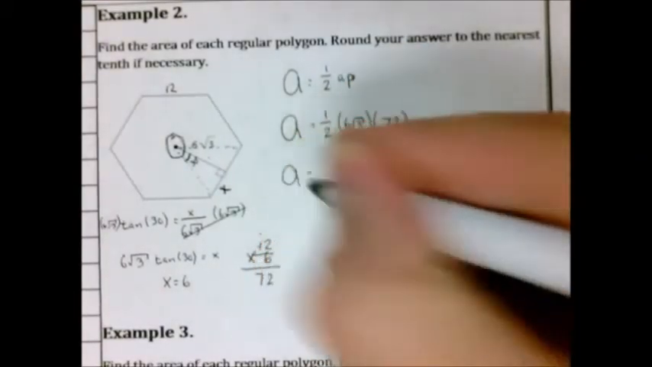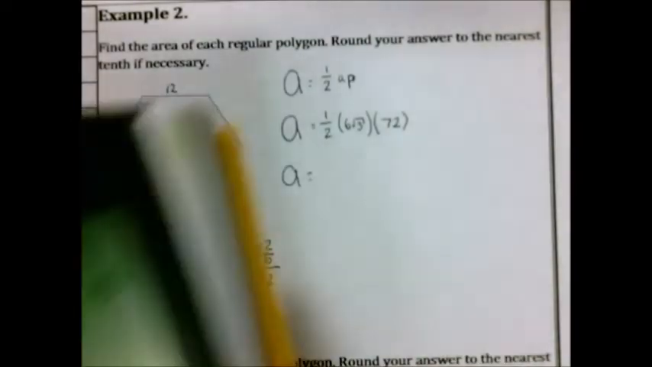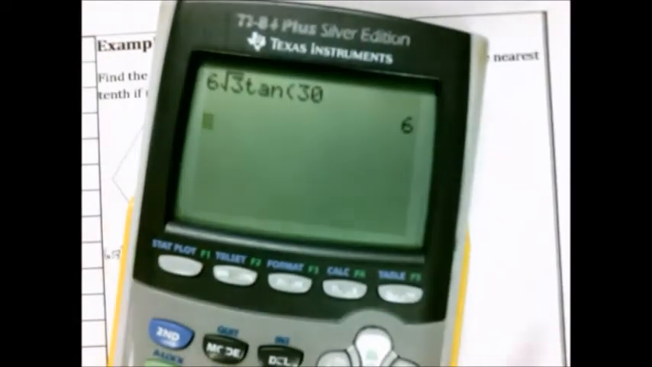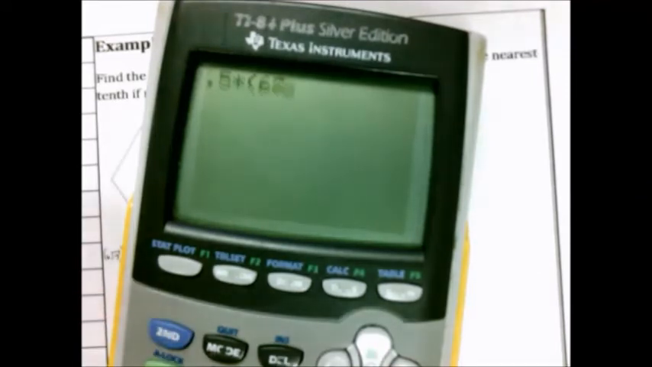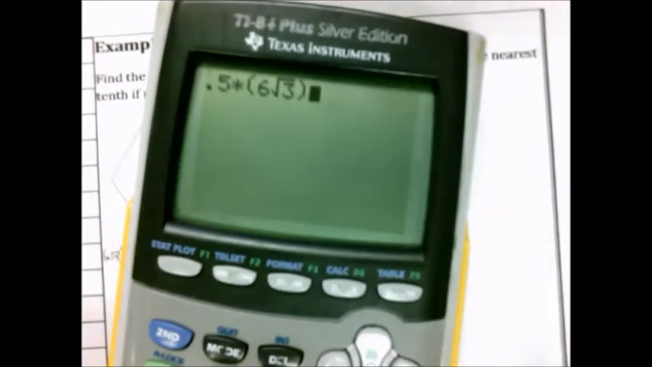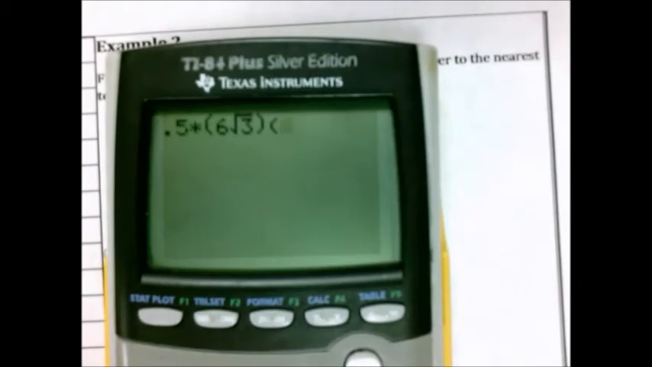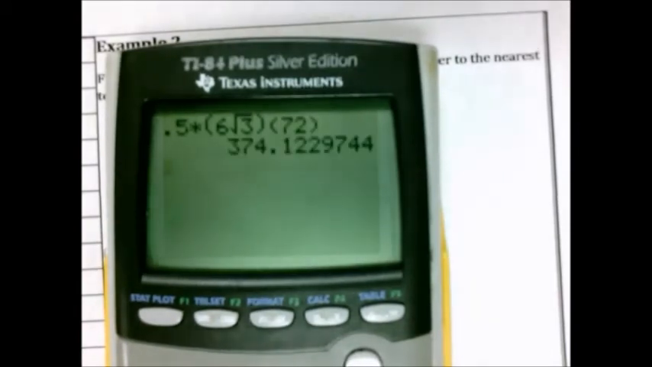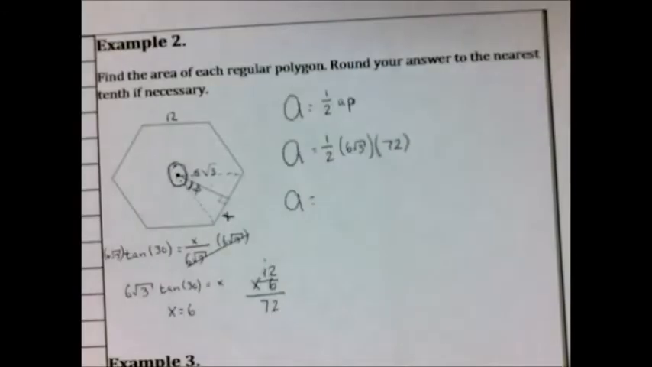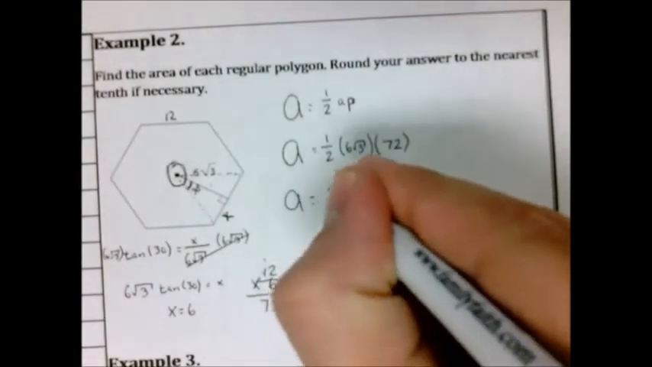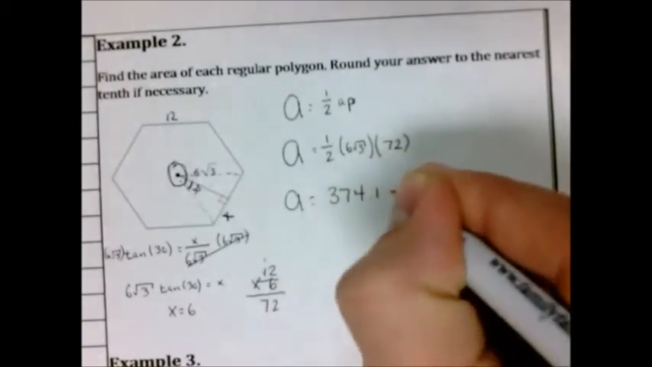Now this is super easy. All we have to do is punch that into the calculator. Our area is equal to 1/2, or 0.5, times, in parentheses, 6 times the square root of 3, make sure it looks just like that, times 72, that's the perimeter. And we get 374, rounded to the nearest tenth, 374.1. So our area is 374.1 units squared.